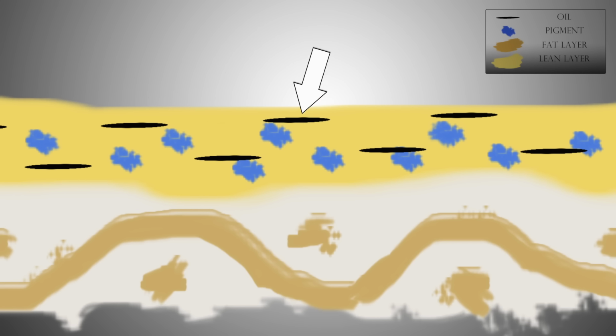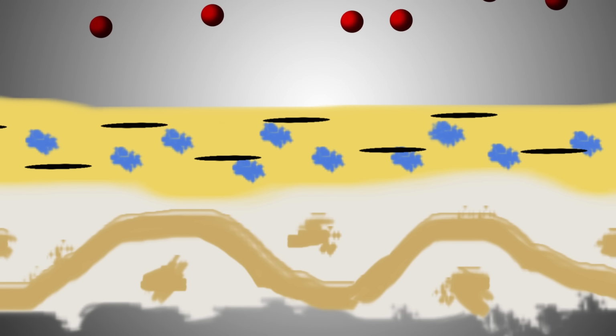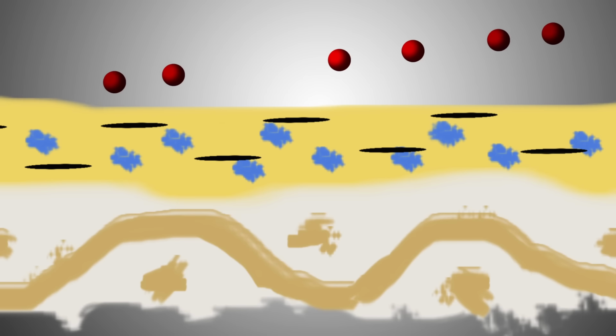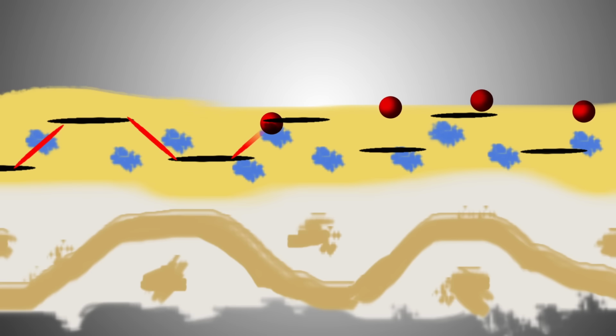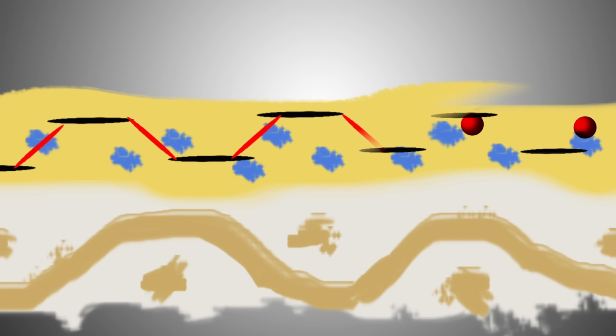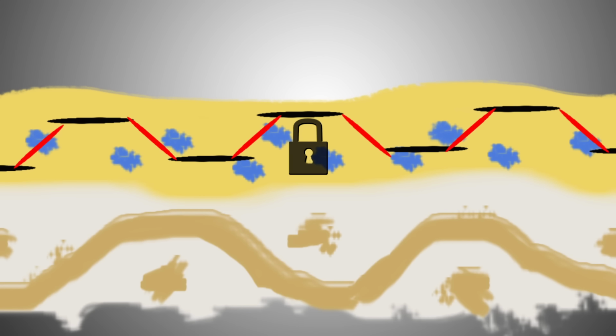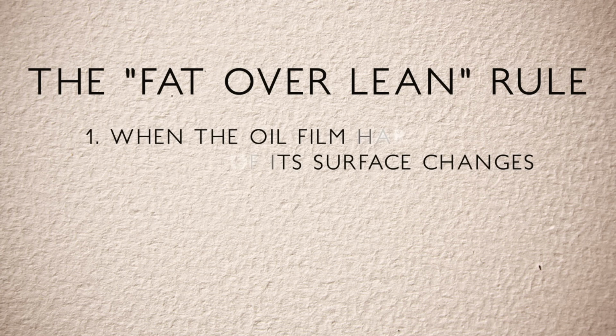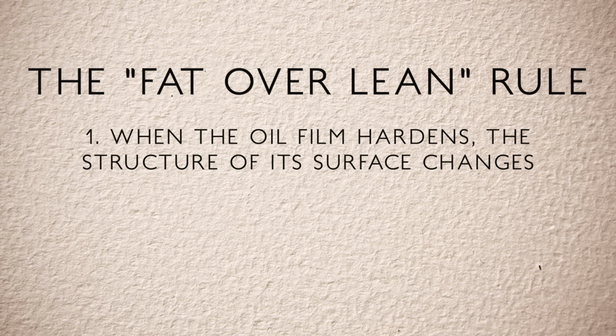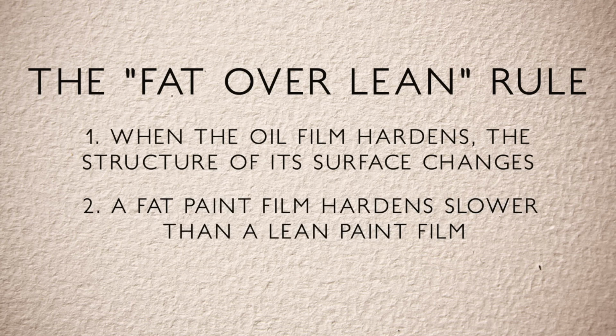So let's see what oil does. Oil is composed of long fatty acid chains. The reaction of polymerization occurs in the presence of dioxygen. When the molecules of dioxygen penetrate the oil film, it creates bonds between the fatty acid chains, turning the substrate into a solid and durable film. The fat over lean rule exists for two reasons. When an oil film hardens, the structure of its surface changes, and a fat paint film hardens slower than a lean paint film.